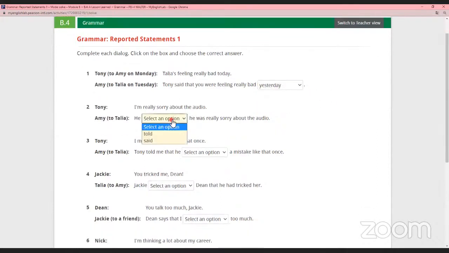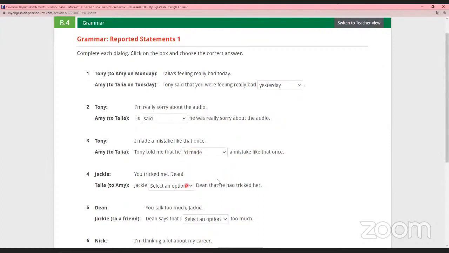Tony: I'm really sorry about the audio. Amy to Talia, he said, no, he said he was really sorry about the audio. Tony: I made a mistake. I like a mistake like that once. Tony told me that she made... it's in the past, so had made. Tony told me that yes, a mistake like that once.